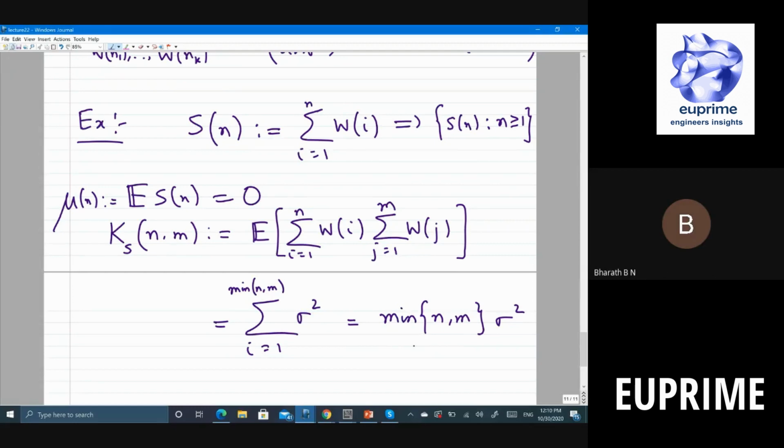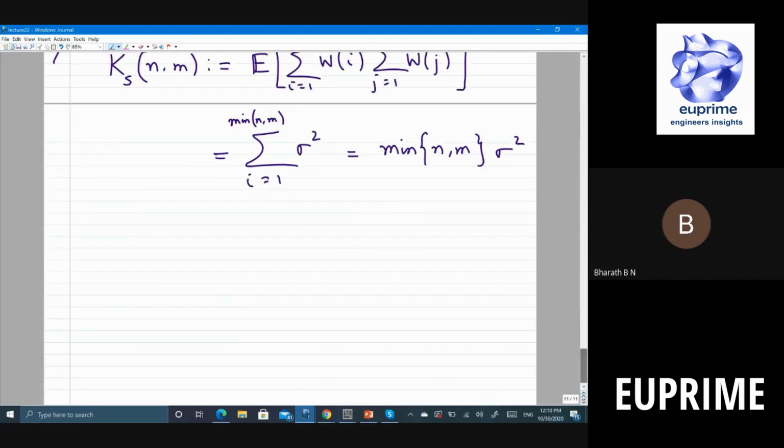So now, this leads to an interesting notion called stationarity. Essentially, this covariance depends on what n and m are. For example, if n is 3 and m is 2, then it's 2 times sigma squared. If n is equal to 100 and m is equal to 200, it's 100 times sigma squared. So the variance changes depending on what n and m you choose.